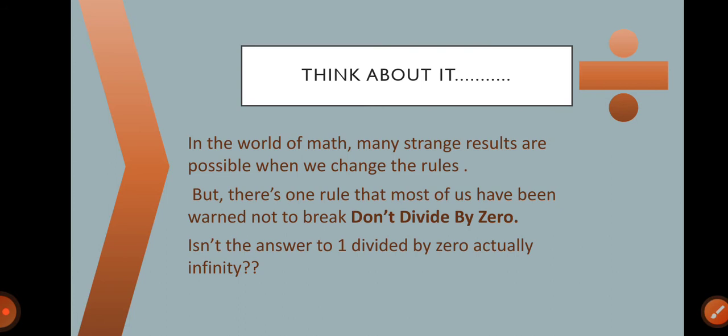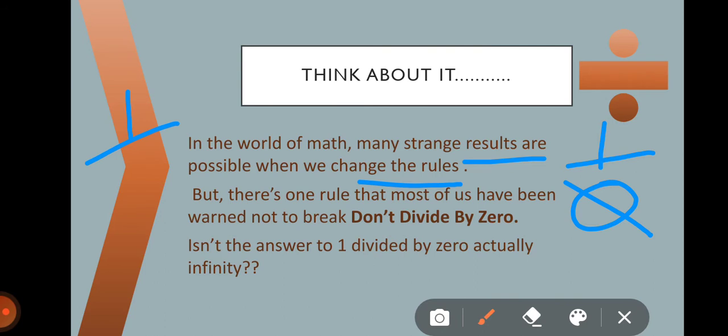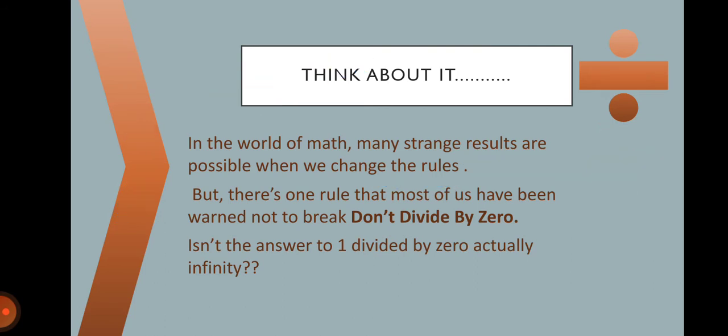In the world of math, many strange results are possible when we change the rules. But there's one rule that most of us have been warned not to break, which is: don't divide by 0. Isn't the answer to 1 divided by 0 actually infinity? Just think about it.